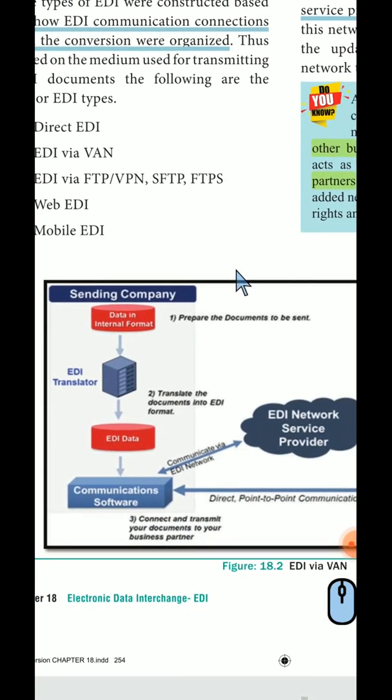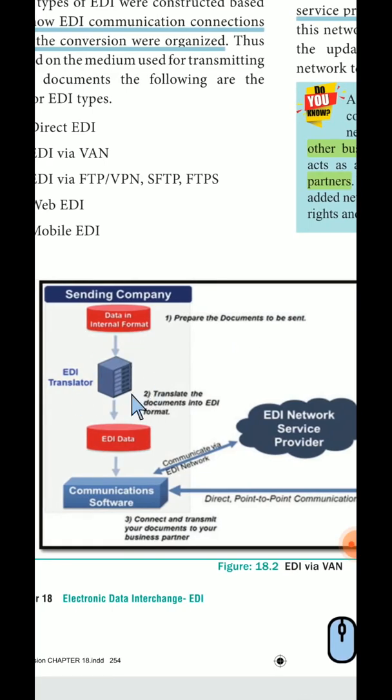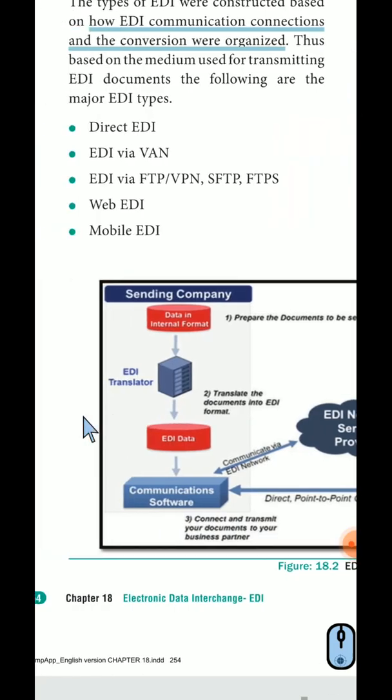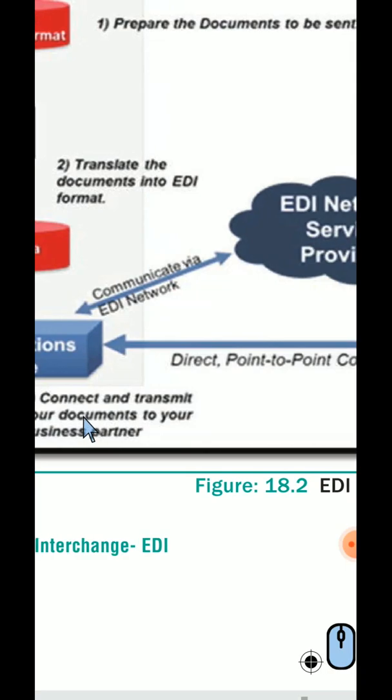Here the sending company has data in internal format. So we will have some EDI format, and by using that they prepare the documents to be sent. Here we have the EDI translator, which translates the documents into EDI format, and then this EDI data is there. Then we have some communication software. This communication software is used to connect and transmit the documents to the business partner.